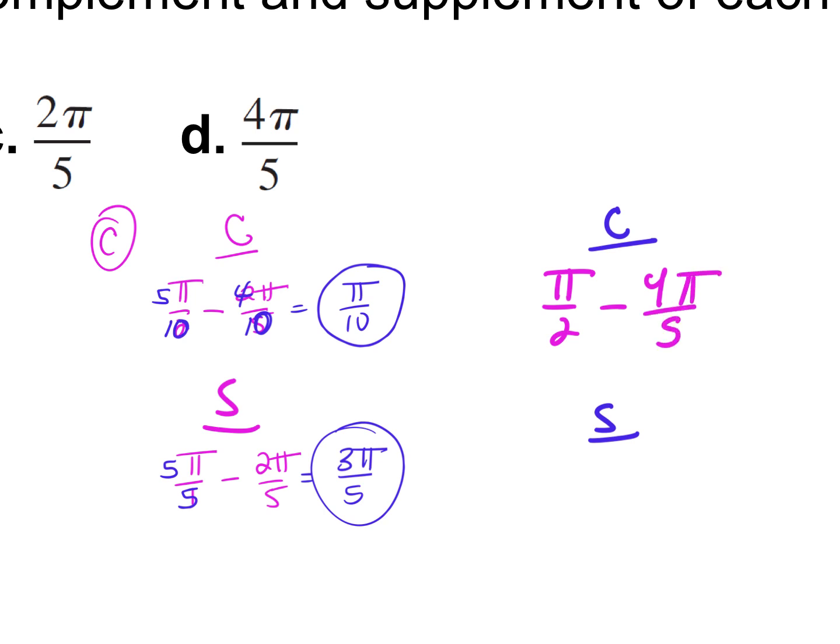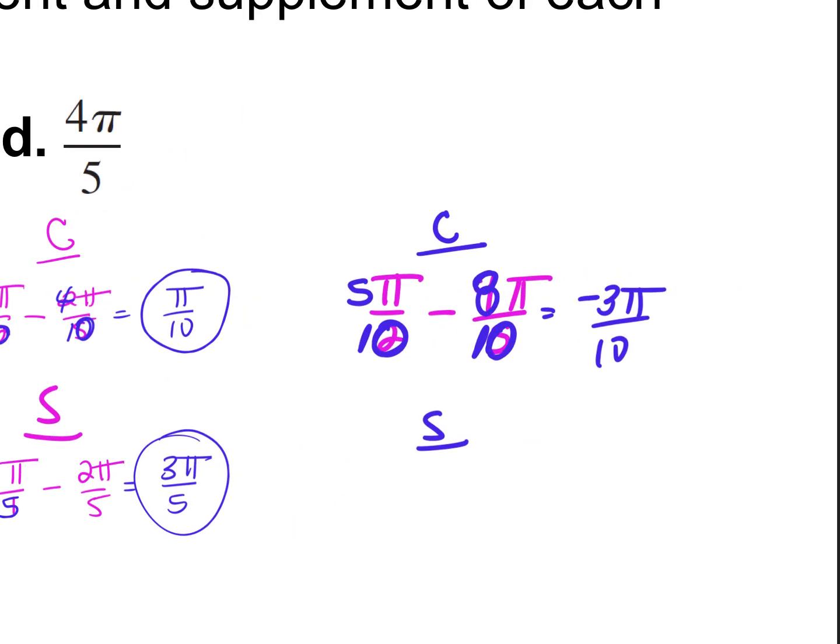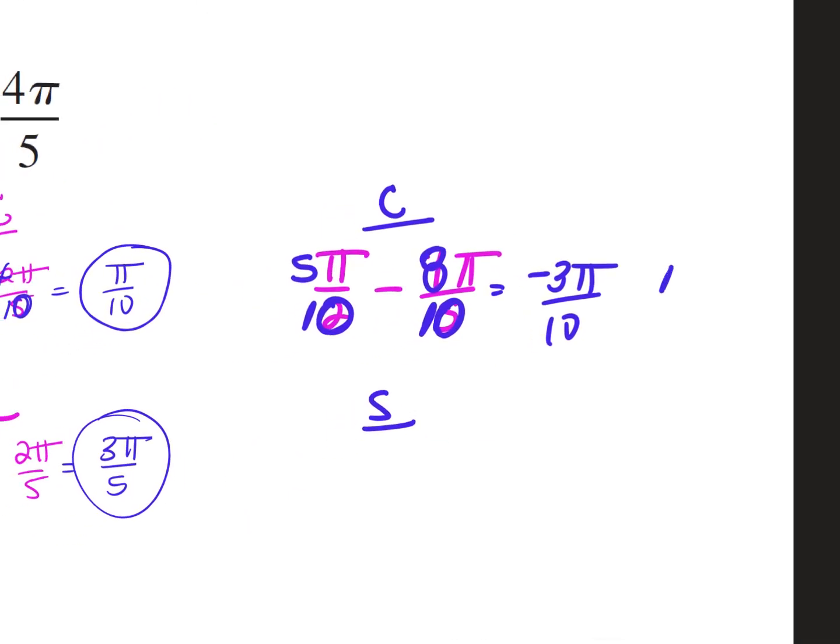over 5, right? What's the common denominator between 2 and 5? 10. So I'm going to multiply the bottom by 5, and I get 10. So multiply the top. I'm going to multiply the bottom by 2. So then I do the top. I get 8. So I have 5 minus 8 gives me negative 3 pi over 10. Is that your answer? No. What's your answer here? No complement or none.